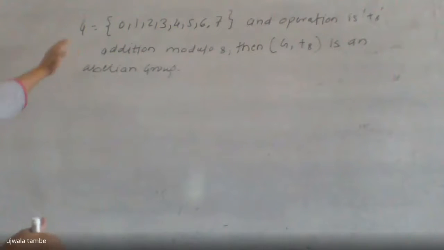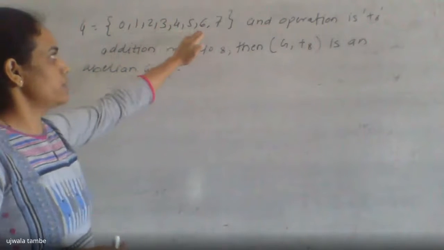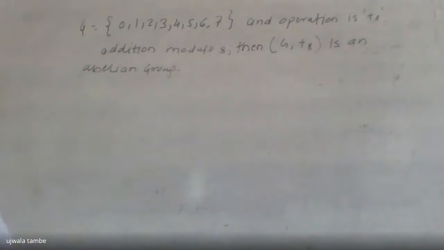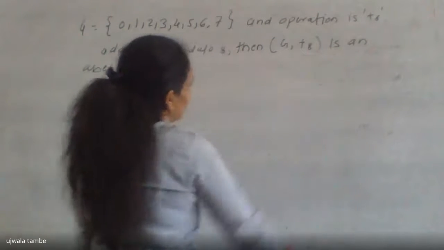Okay, so the set G is equal to 0, 1, 2, 3, 4, 5, 6, 7, and the operation is modulo 8. We have to find the mod 8 operation. Then we have to check whether G comma addition modulo 8 is an abelian group or not. So first we have to form the table.